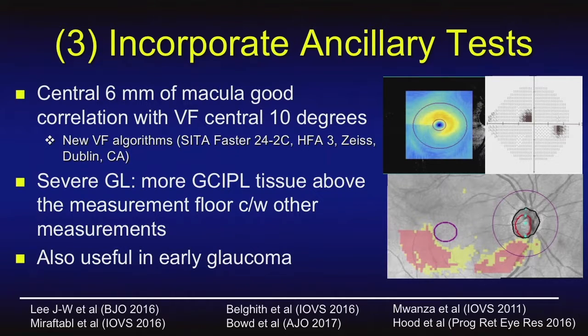The third thing that I tend to do is I incorporate ancillary tests such as the macular scans as well as central visual field tests. There's very good data that the central 6 millimeters of the macula correlates very nicely with the central 10 degrees on visual field tests. And there are new visual field algorithms, such as the CETA Faster 24-2C, that now incorporates 10 central points in addition to the 54 standard points. We know these tests are very useful in severe glaucoma.